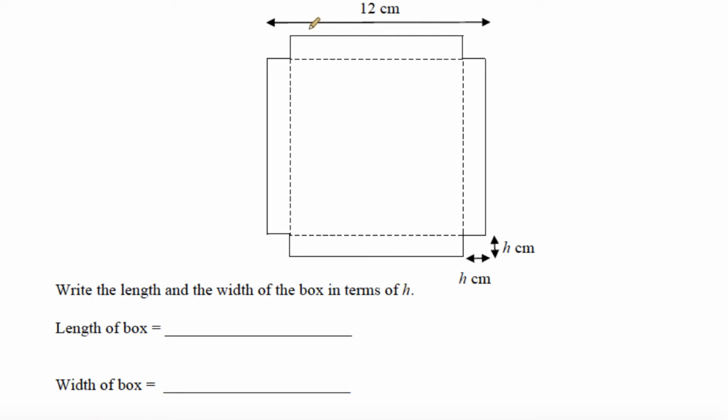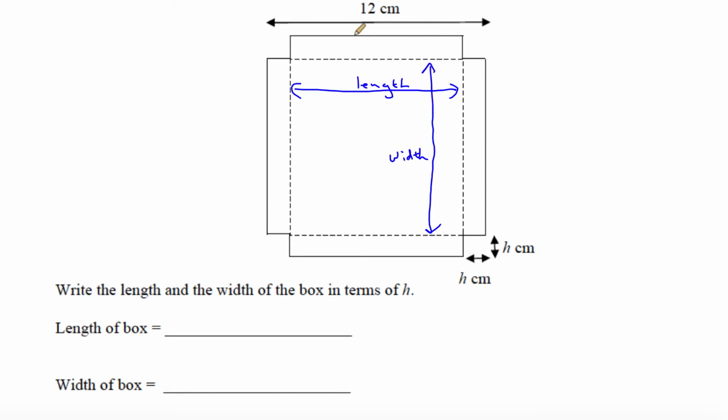Okay, well the length of this box, if you fold it up, we could call this the length here. And then you could call this distance here would be the width. Or the other way around, it doesn't matter. They're the same anyway, because it's a square box.